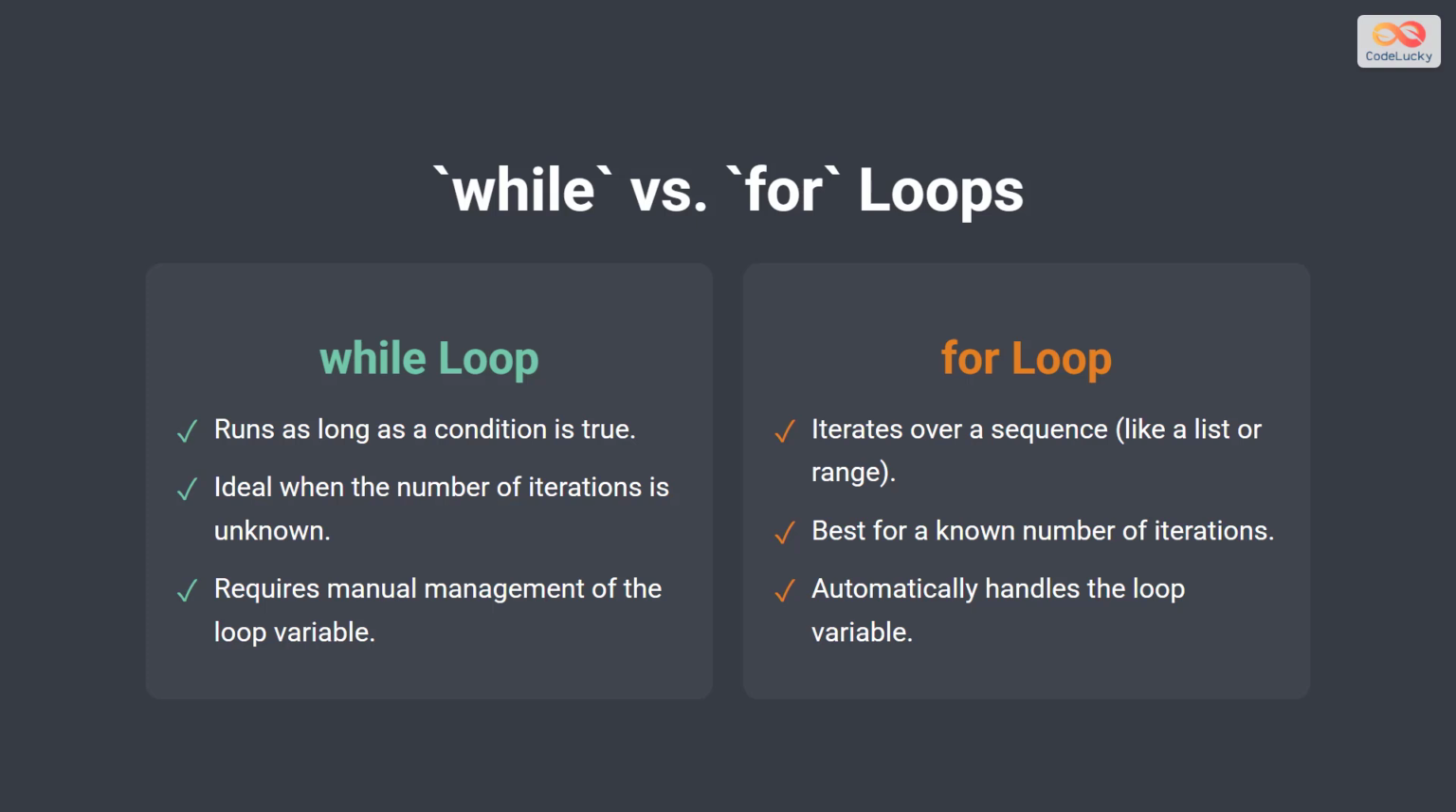So when should you use a while loop versus a for loop? A while loop is perfect for when you don't know how many times you need to iterate. You just know you need to continue as long as a condition is met. A for loop, on the other hand, is best when you are iterating over a known sequence, like a list of items or a specific range of numbers.